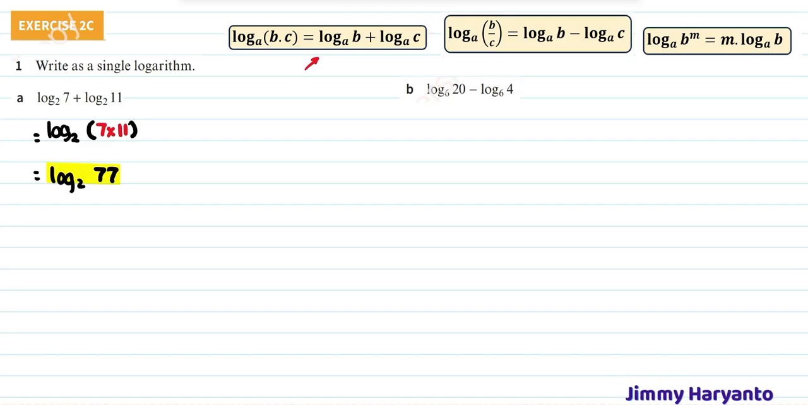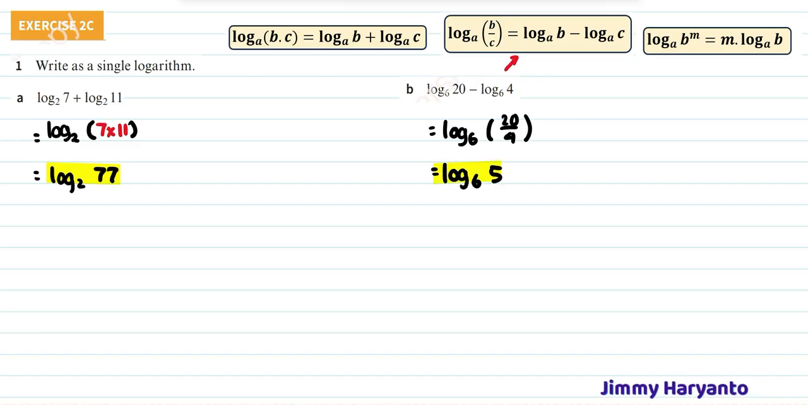Next, for this one, you have to use this formula. The division law equals logarithm 6 and then 20 divided by 4. 20 divided by 4 equals 5, so logarithm of 6 and then 5.